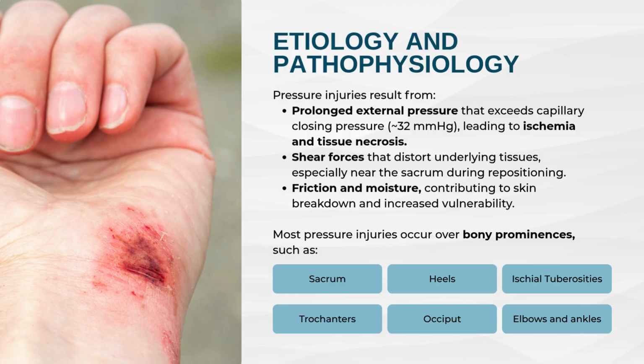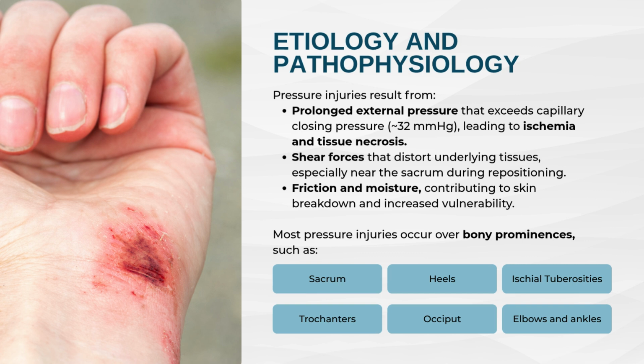Understanding why and where pressure injuries occur is essential for effective prevention. Etiology, main causes include pressure, the primary cause. If external pressure exceeds 32 millimeters of mercury, it can collapse capillaries, cutting off oxygen. Shear happens when skin stays in place but underlying tissues slide, common when the head of bed is elevated. Friction occurs when skin is dragged across a surface, like bedding, damaging the epidermis.